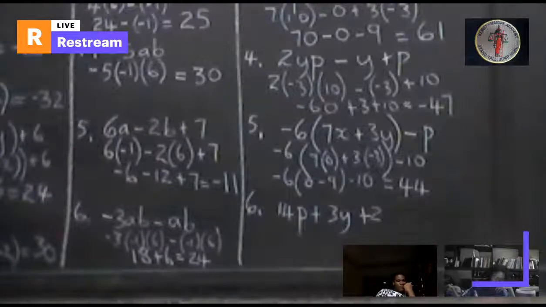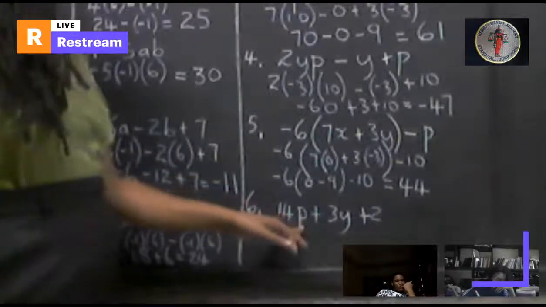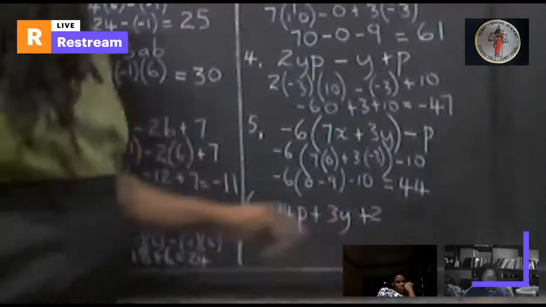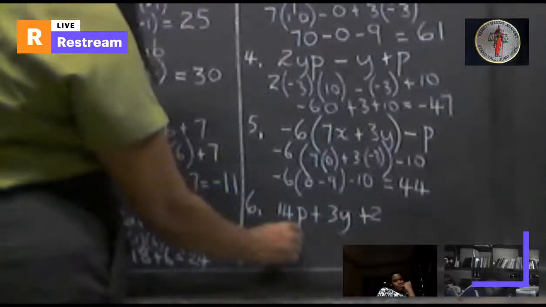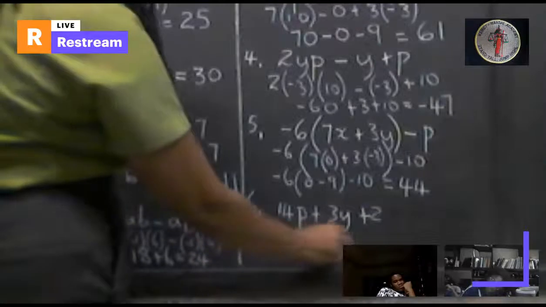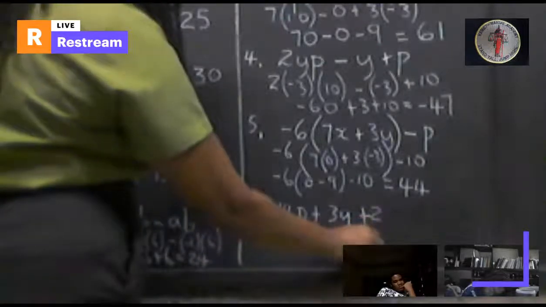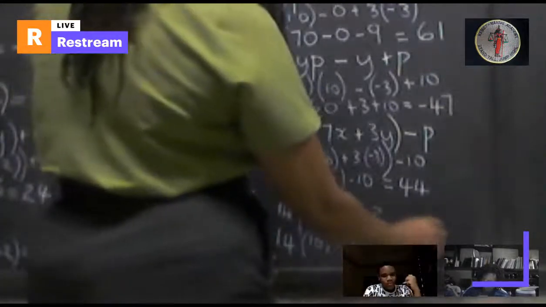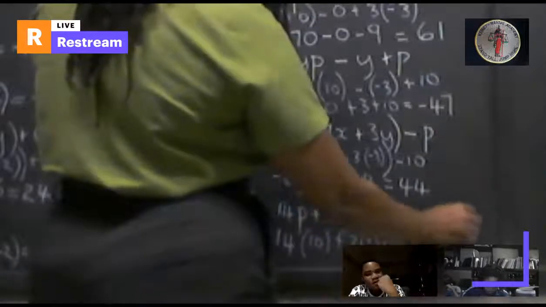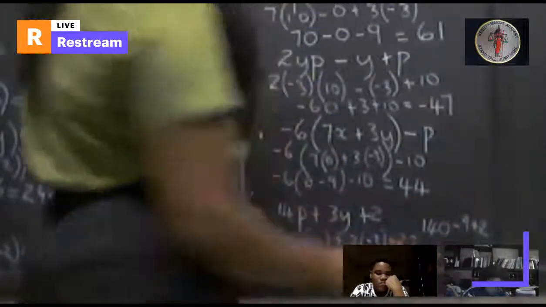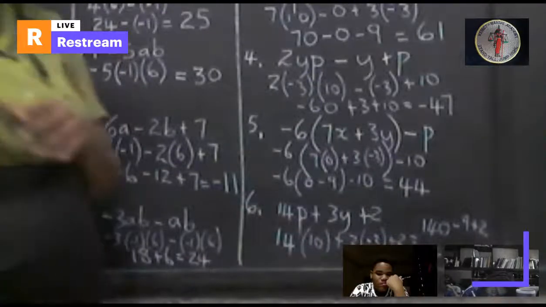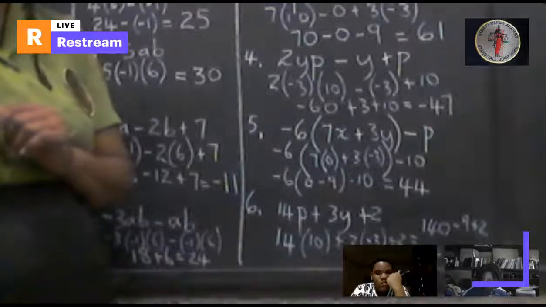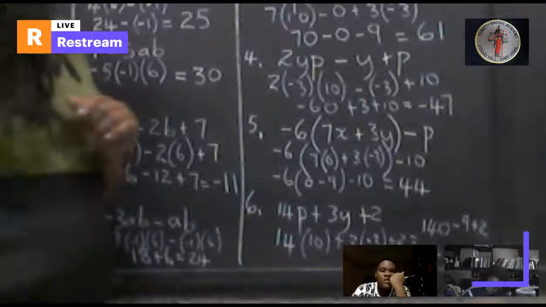And the last one, 14p plus 3y plus 2. So that's 14 times 10 plus 3 times negative 3 plus 2. 14 times 10 is 140, minus 9 plus 2. So 140 minus 9 gives 131, plus 2 is 133.